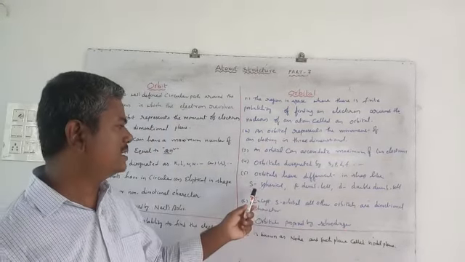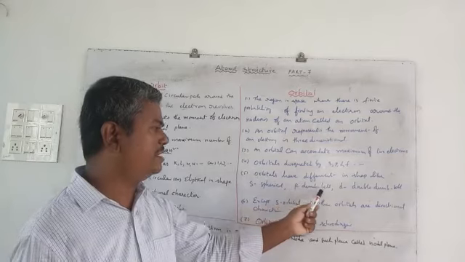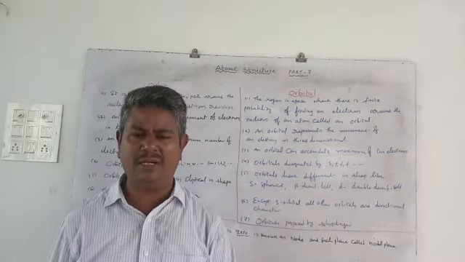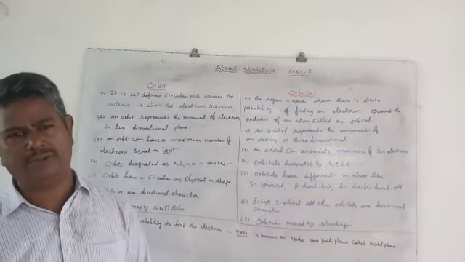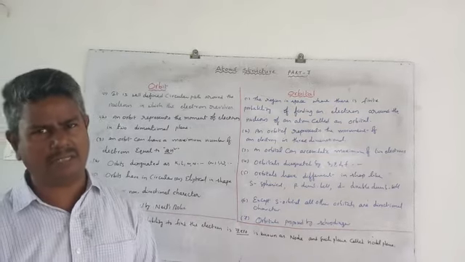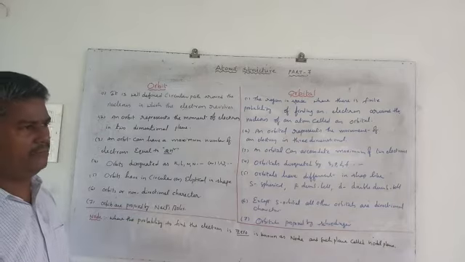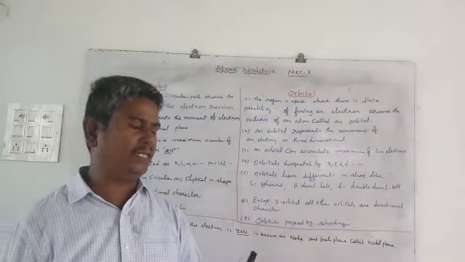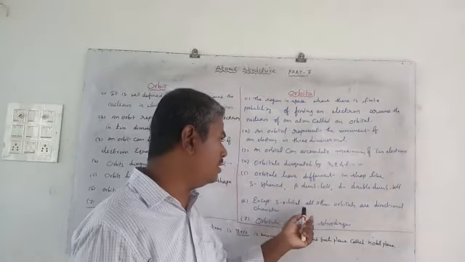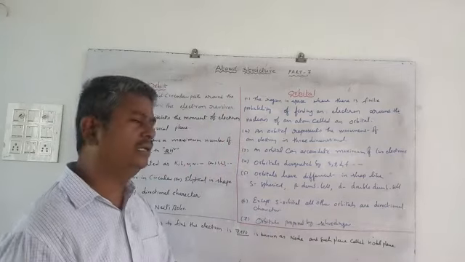S is a spherical shape, P is a dumbbell shape, D is a double dumbbell shape, and F is a double-folded dumbbell shape. That means it is complex. Next, orbits are of non-directional character, that means there is no specific direction. Whereas in the case of orbitals, except the s orbital, all the orbitals are of directional character.